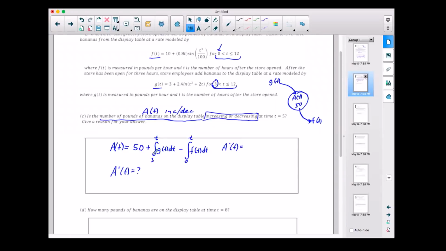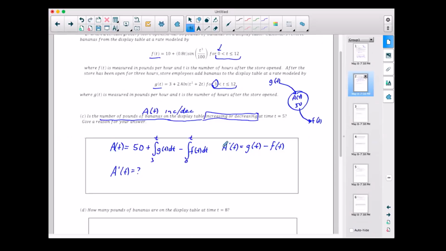But to differentiate an integral, the second fundamental theorem says we can simply plug in our variable. So we're going to get g of t, and then we multiply that by the derivative of the variable, which is just 1 in this case, minus, and then if I differentiate this, same exact second fundamental theorem, f of t. So A prime of t is just going to be g of t minus f of t.